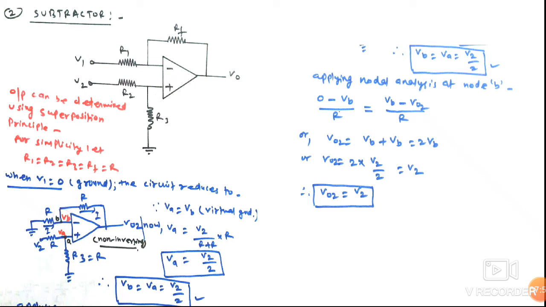Solving this, we get V output 2 equal to VB plus VB, that is 2 times VB. So V output 2 is equal to 2 into V2 upon 2, that is 2 into VB. So 2 into V2 upon 2, that is V2. So V output is equal to V2.